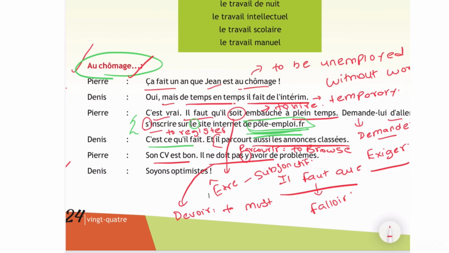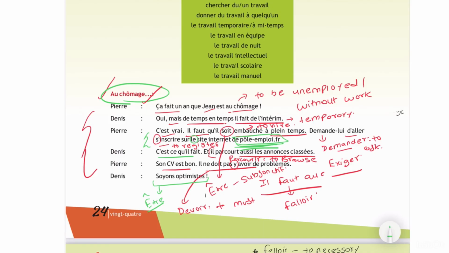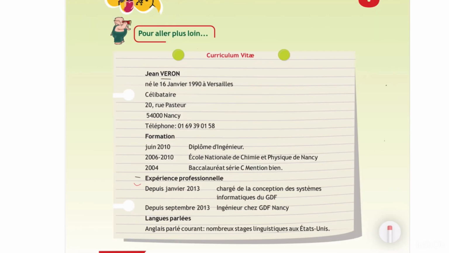Then Denise ends the conversation by saying, soyons optimistes. What is that? This is your l'impératif, right? It's an imperative sentence, that oh, we should be optimistic. Soyons is, again, the verb être, because it is an exception, so it's written that way. And optimiste, obviously similar to English, to be optimistic. Okay, so this was our conversation. On the next page, we'll actually see a CV related to it, basically an example.